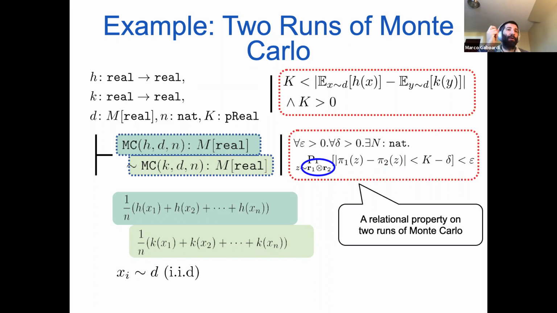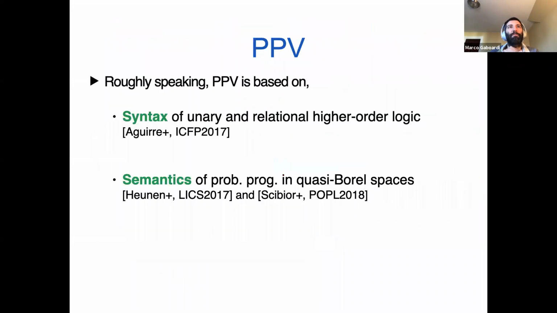At some particular point, we will use some assumptions again, like Chebyshev inequality and Markov. Again, I will not go into the detail of this, but if you are interested, it is in our paper. So, trying to give you a bit more detail about what we have: our system, PPV, is built more or less on two ideas. One, a syntax that comes from some of our previous work on relational higher order logic, and two, semantics on quasi-Borel spaces that I already mentioned before.